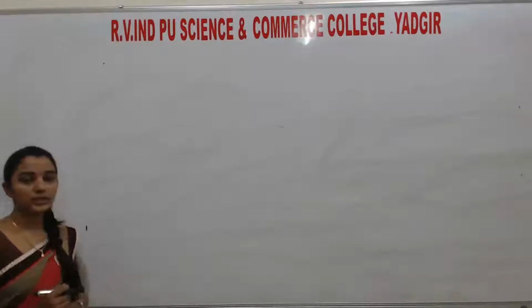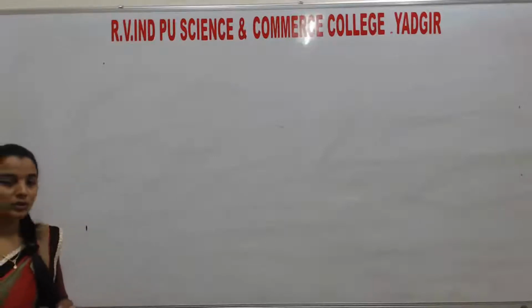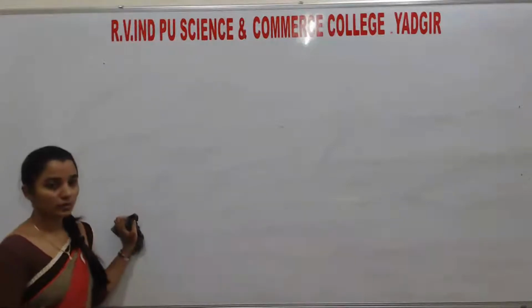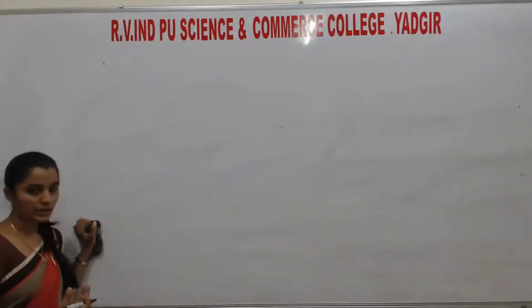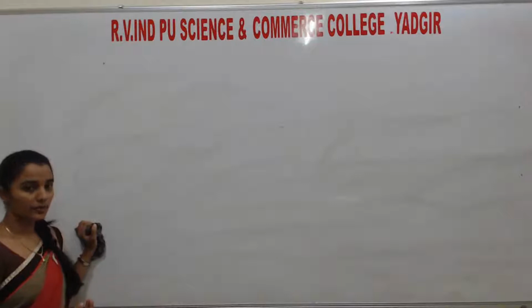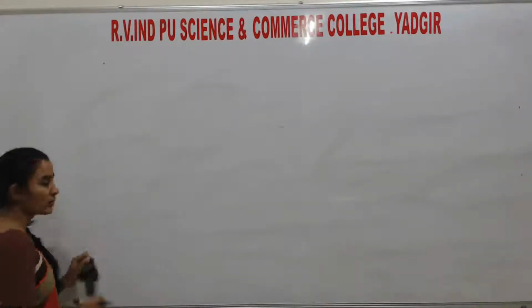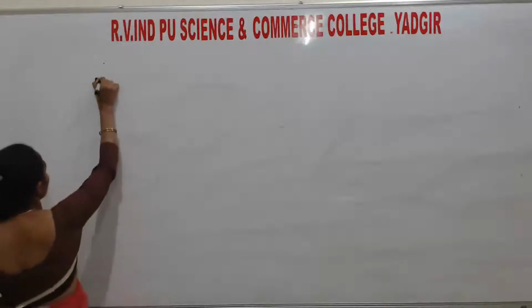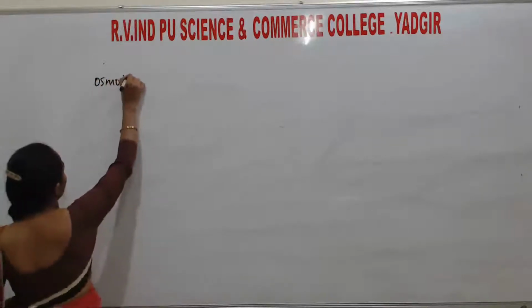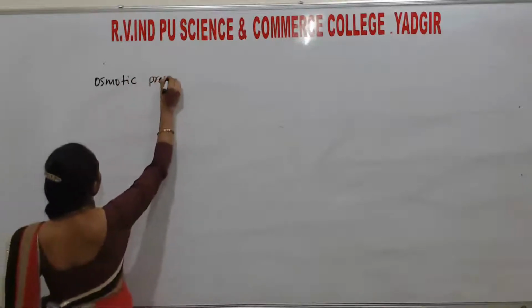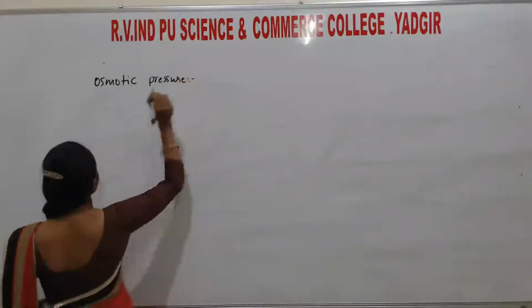Good morning, students. In the last class, we discussed three different colligative properties of solutions: relative lowering of vapor pressure, elevation in boiling point, and depression in freezing point. In today's class, I am going to tell you about another important colligative property, that is osmotic pressure.